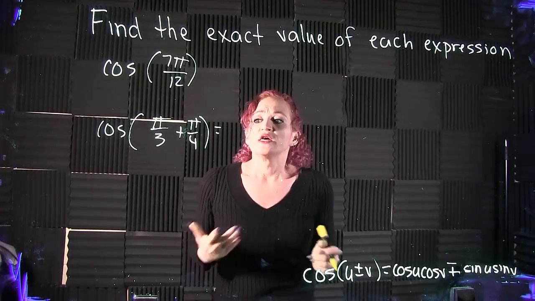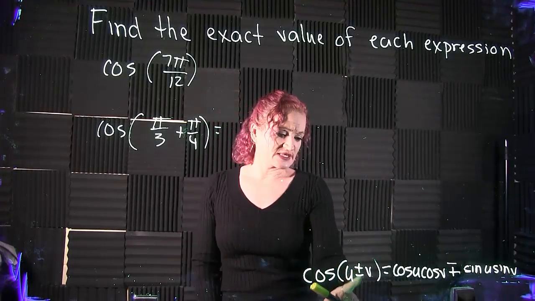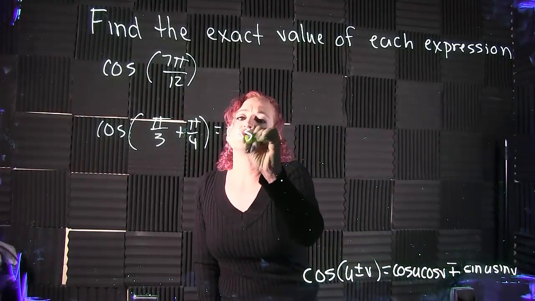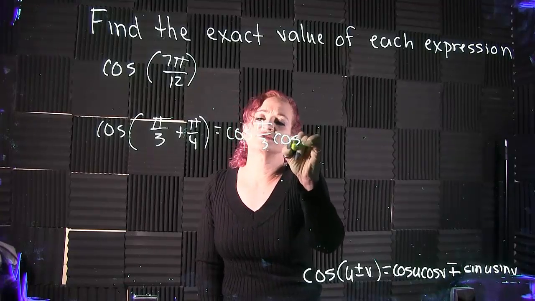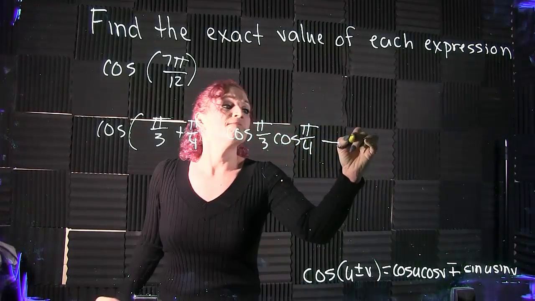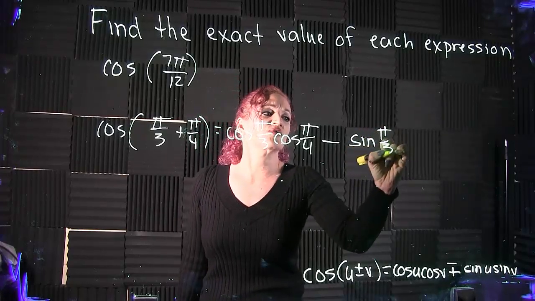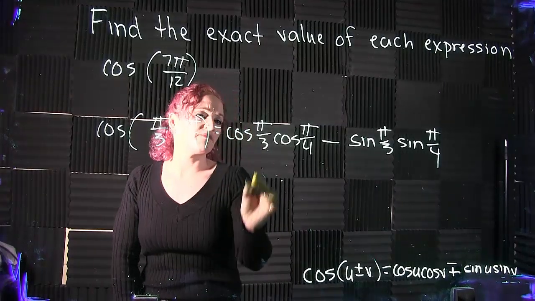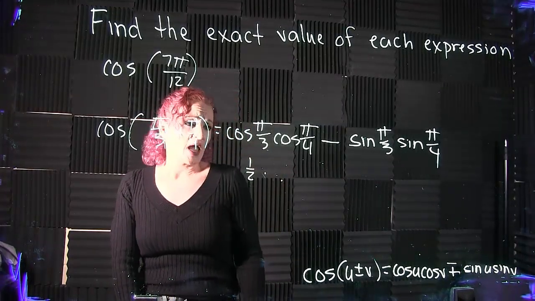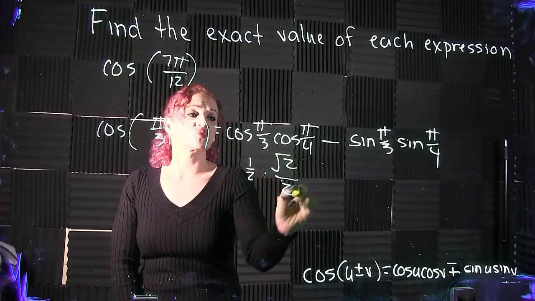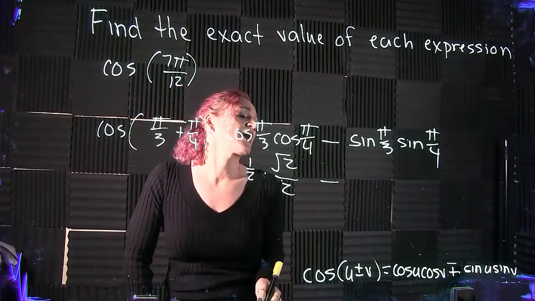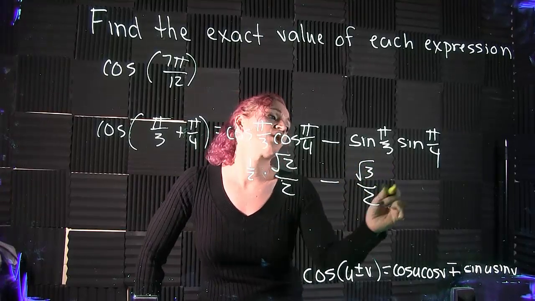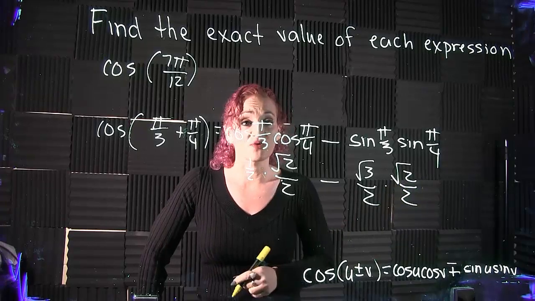Otherwise, we are using the sum formula here. So that means our symbol in between is going to be a minus. So we are going to do cosine of pi over 3 times cosine of pi over 4 minus sine pi over 3 times sine pi over 4. Cosine of pi over 3 is 1/2, and cosine of pi over 4 is a square root of 2 over 2. Drop down your minus sign, and sine pi over 3 is a square root of 3 over 2, and sine pi over 4 is a square root of 2 over 2.